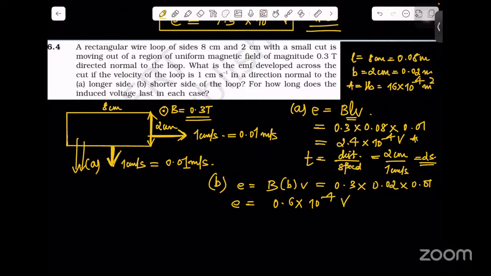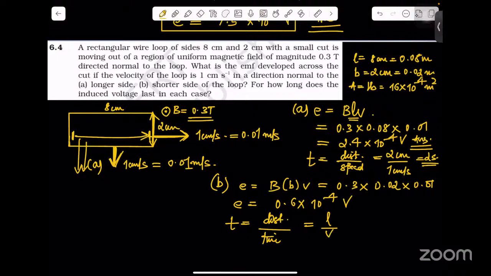Okay, and the time taken in this case: the loop will move for this much length. So the distance upon the time, what is the distance? That is L upon v. What is L? That is 8 centimeters upon 1 centimeter per second, so it will be 8 seconds. Okay, so this is the answer to this question.